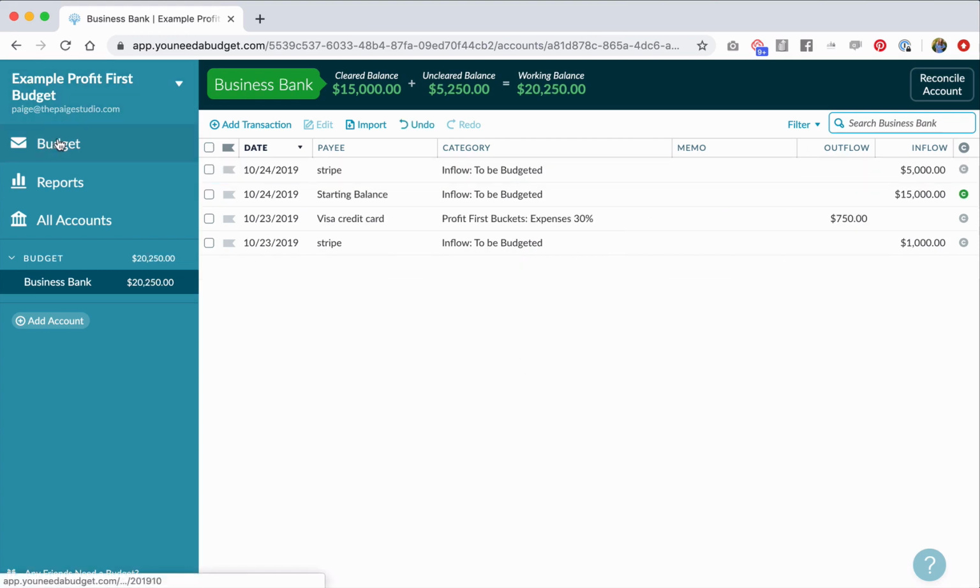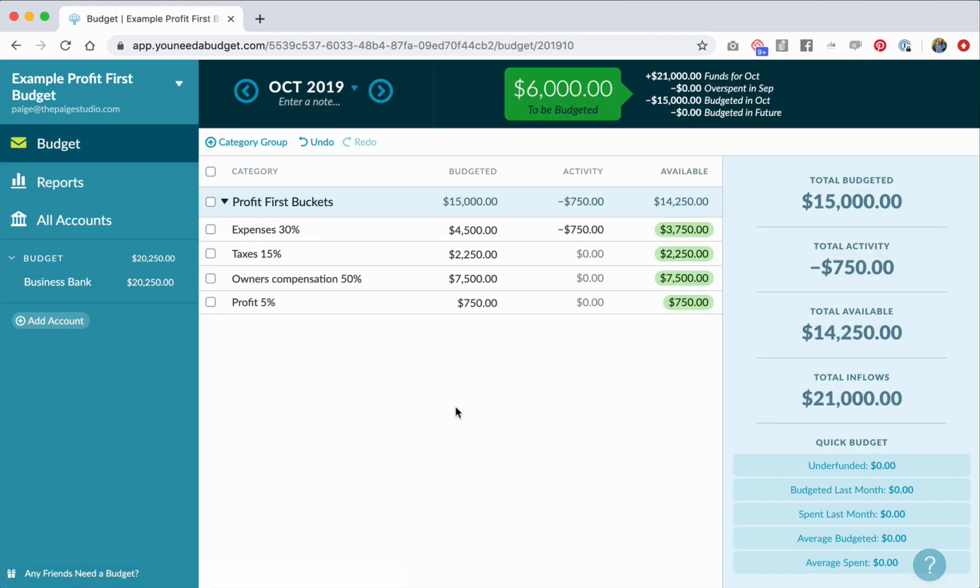And then if we come over to my budget, we'll notice that we had $5,000 and $1,000 come into the business. That was $6,000 total that has come into the business. And then you'll notice over here in expenses, it has activity: $750 has come out of that specific bucket.